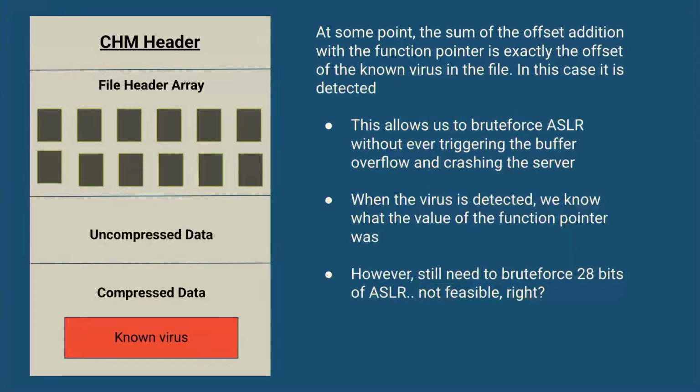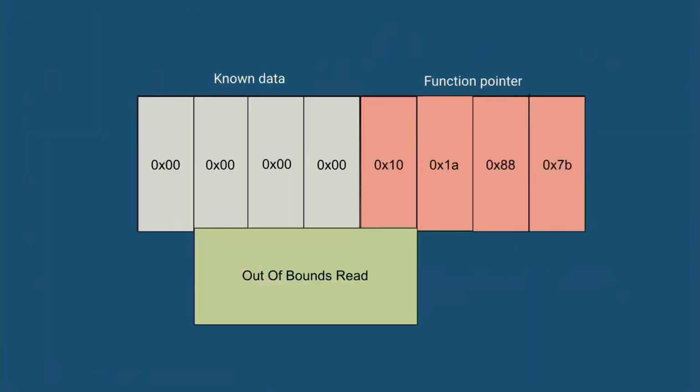And this allows us to brute force ASLR without ever triggering a buffer overflow and without ever crashing the remote system. But we still need to brute force 28 bits of ASLR, which is still unfeasible, right? So there was a little trick we could use, which is that we aligned the out-of-bounds read so that it would only read 1 byte of unknown data, the least significant byte of a function pointer.